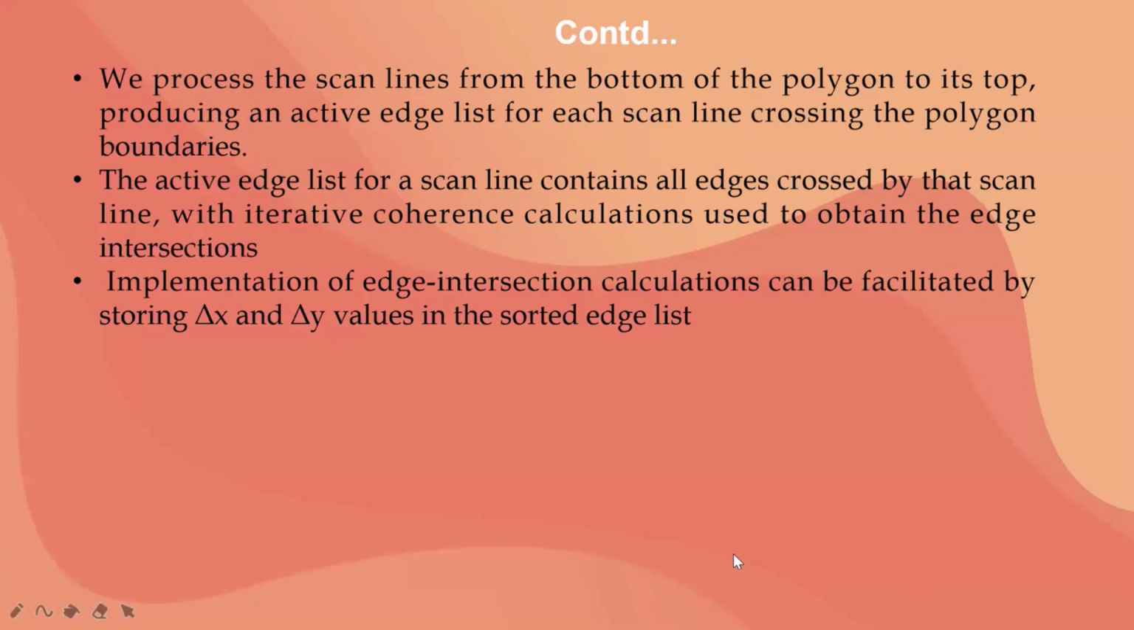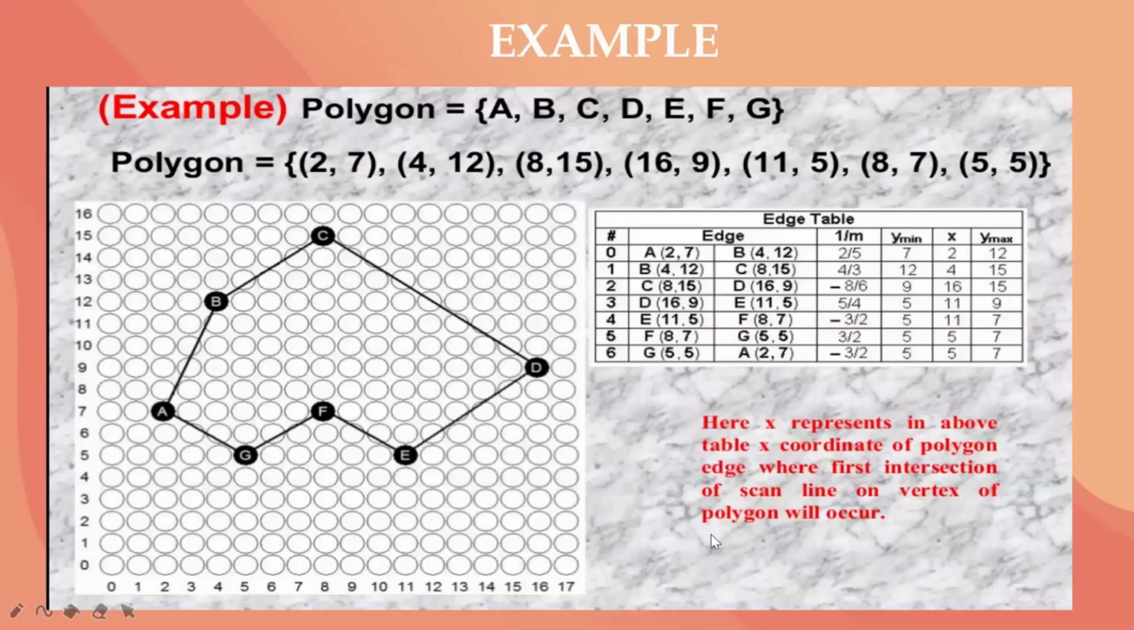Now here you can see I have shown you how to go from top to bottom, how you are going to find your active edge list whenever you process a scan line. That is the answer: the active edge list, which will contain all the edges crossing your scan line. Everything you have to find out in your iterative coherence calculations. So now this is one example.